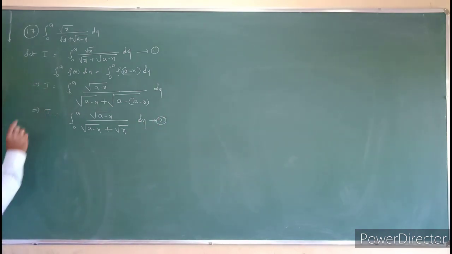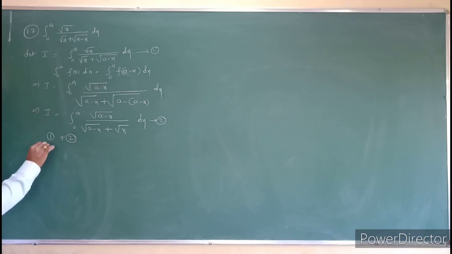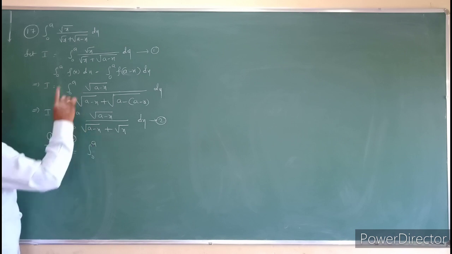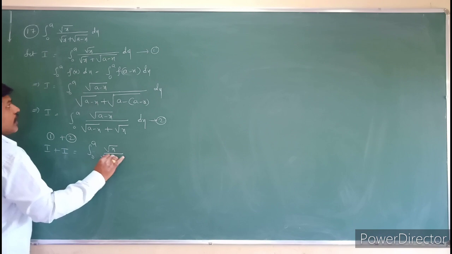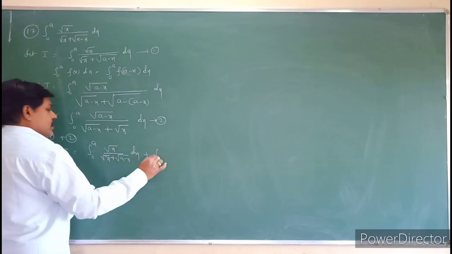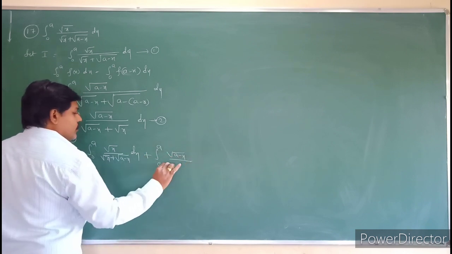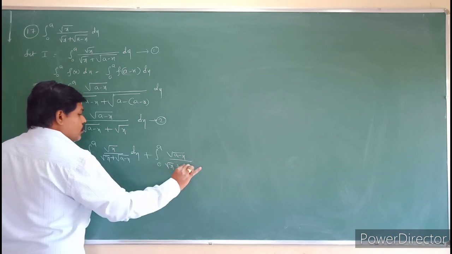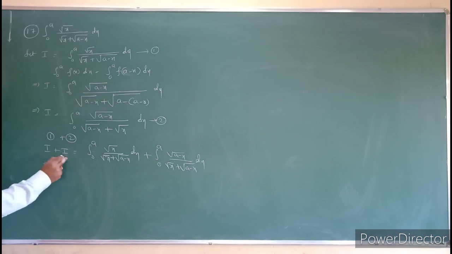So what happens, students? 1 plus 2, what happens? So that is nothing but I plus I. So that is equal to the integral from 0 to a of root x by root x plus root of a minus x into dx, plus the integral from 0 to a of root of a minus x by root x plus root of a minus x into dx. So that implies I plus I is 2I.